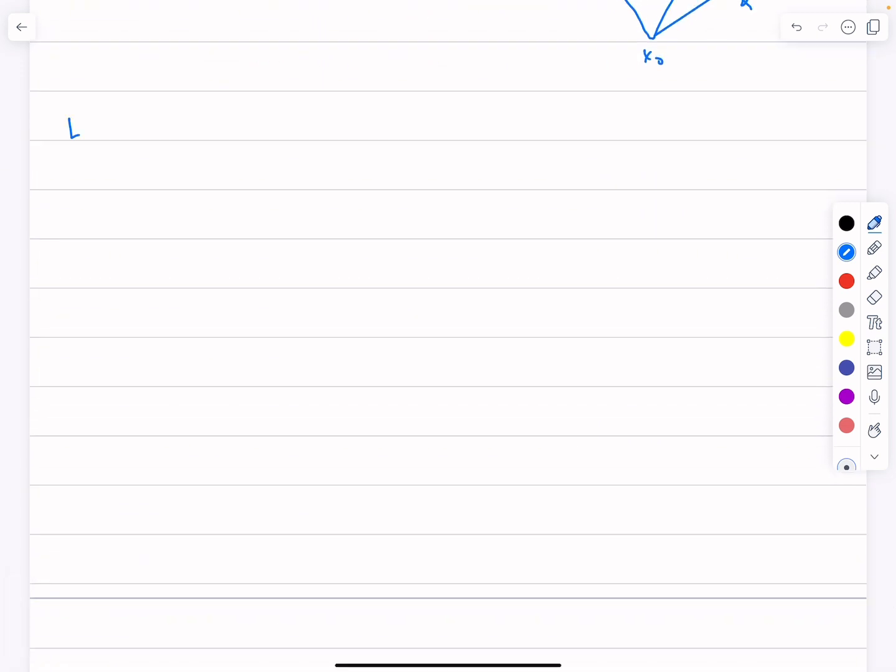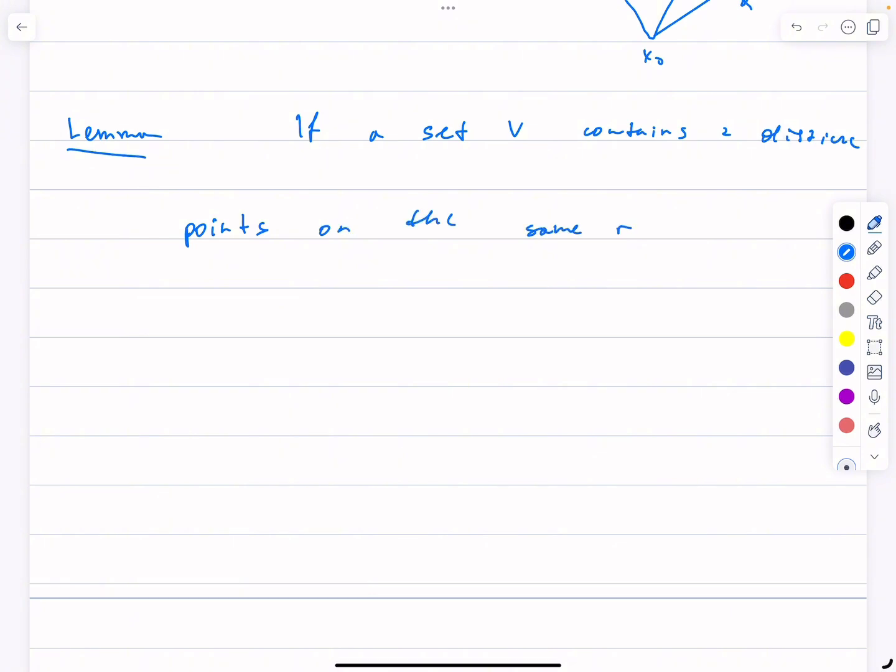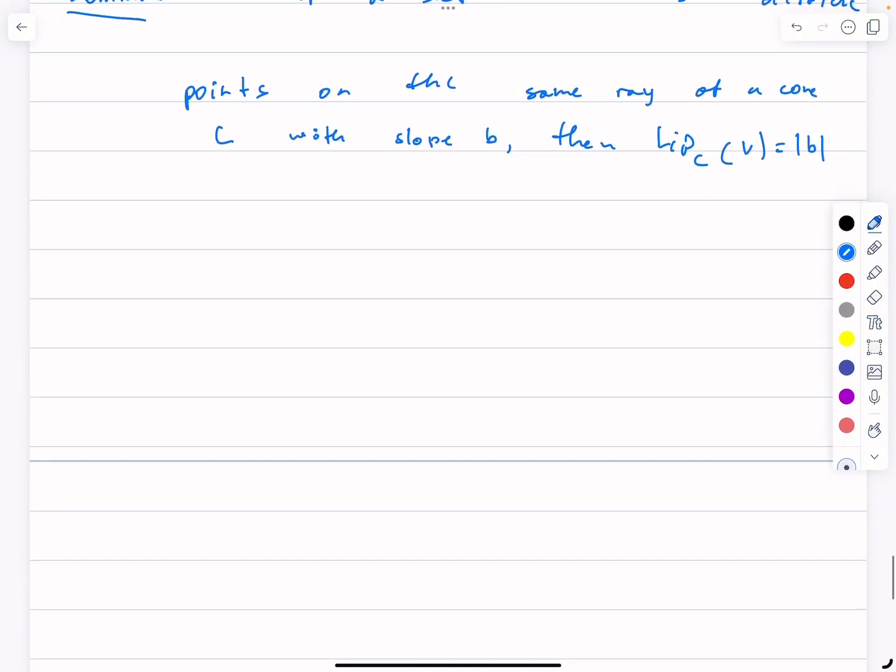Now let's prove this lemma. This lemma says that if a set V contains two distinct points on the same ray of a cone C with slope b, then the Lipschitz constant of this cone is equal to the slope. The proof is easy.